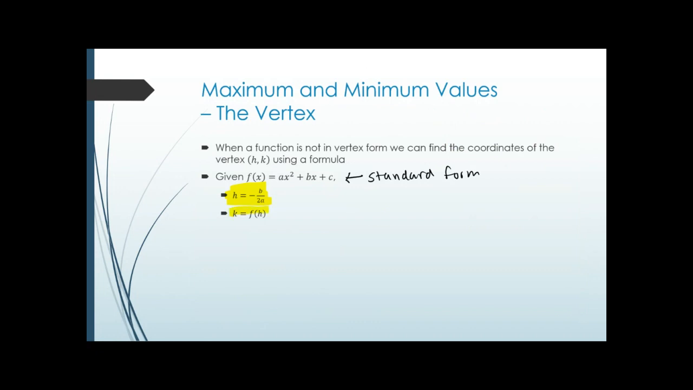And then the k value comes from plugging in that h value into the function to find the matching y. So to find k, you have to plug in your h, and then that will give you the k value. And you have to use that with your standard form. On that other, this is the little shortcut.